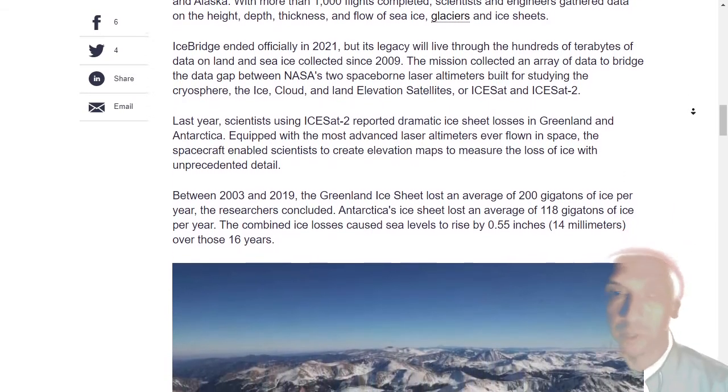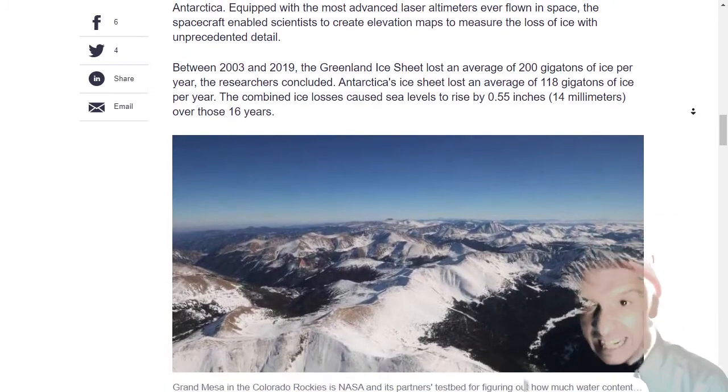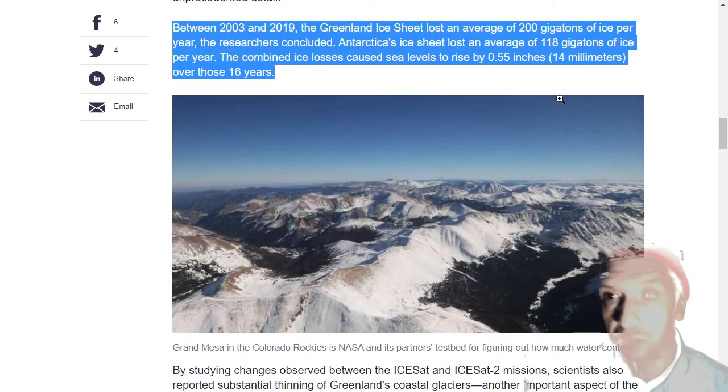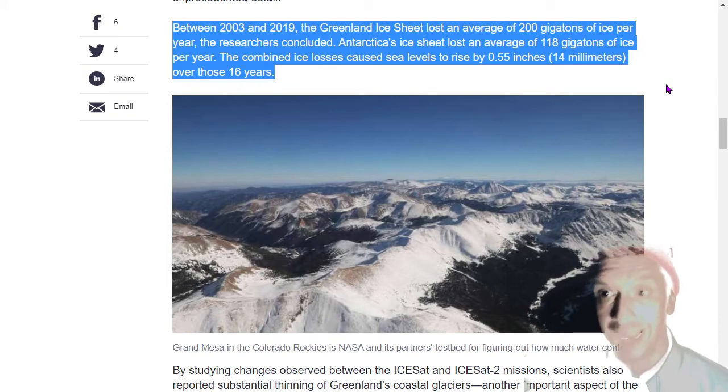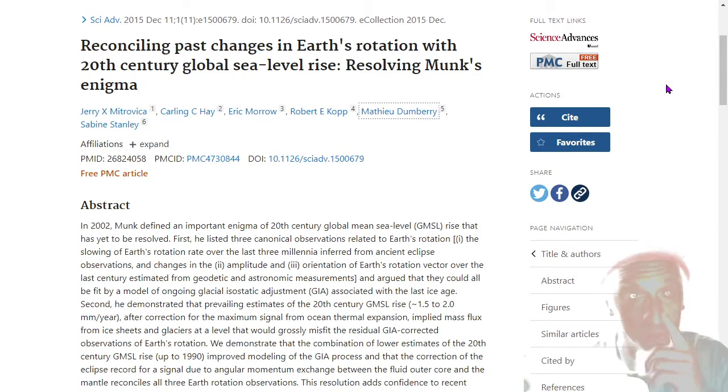So let's read a quote from the article. Between 2003 and 2019, the Greenland ice sheet lost an average of 200 gigatons of ice per year, the researchers concluded. Antarctica's ice sheet lost an average of 118 gigatons of ice per year. The combined ice losses caused sea levels to rise by 0.55 inches over those 16 years, allegedly. Okay, let's talk about that.